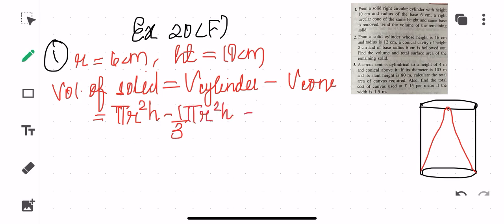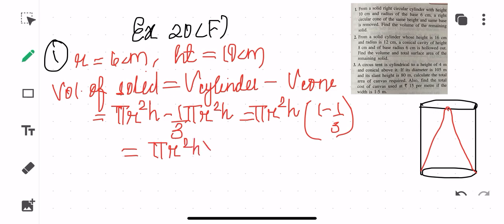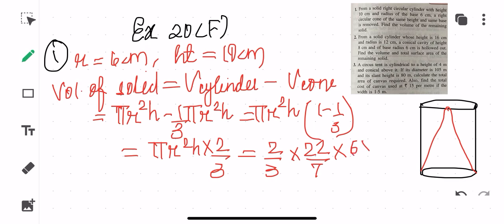Here you can take pi r square h as common, then you will be left with 1 minus 1/3. So this is equal to pi r square h into 2/3. So directly you can find out the answer. This is 2/3 into pi, which is 22/7, into r square, which is how much, children? Into 6 into 6, into h, which is 10. So you can easily calculate to get the answer.